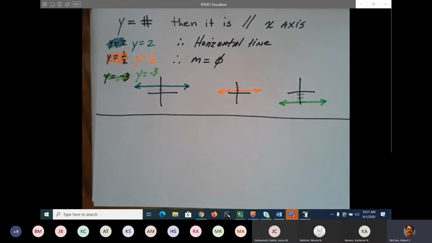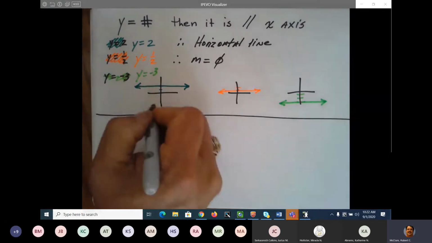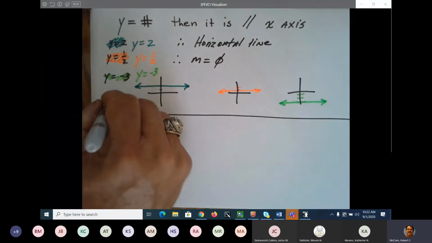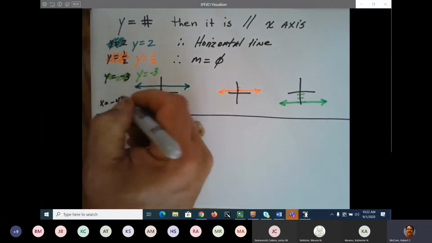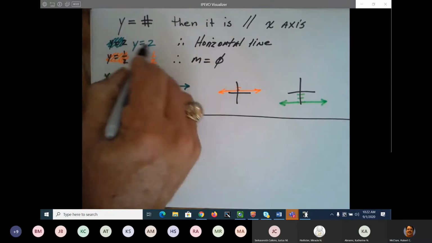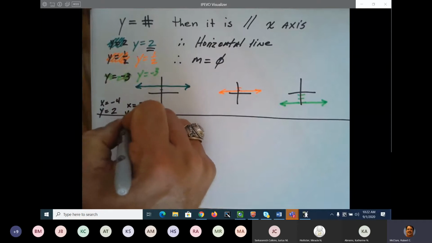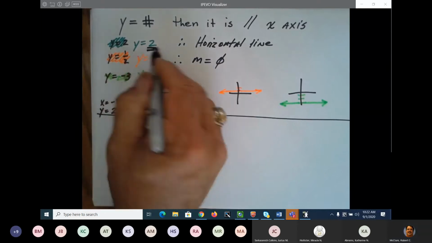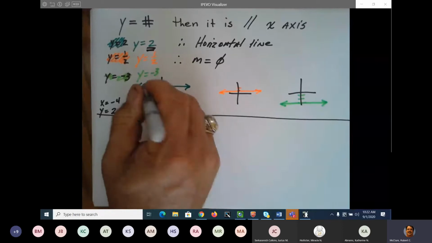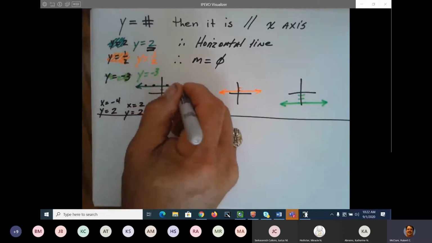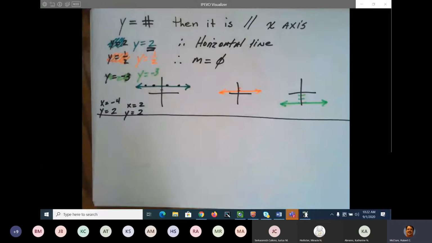Now I'm going to go through a little drill with you because this is the kind of question you will see on a test or a standardized test. On this one right here, when x is equal to -4, what is y? 2. When x is equal to +2, what is y? 2. All your y values are 2 on this line. That's the kind of question that they're going to ask you, and you're going to sit there and stare at it because you don't understand what it's asking.